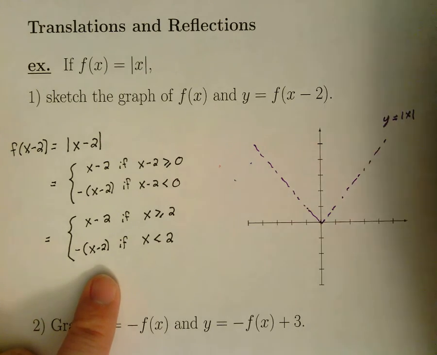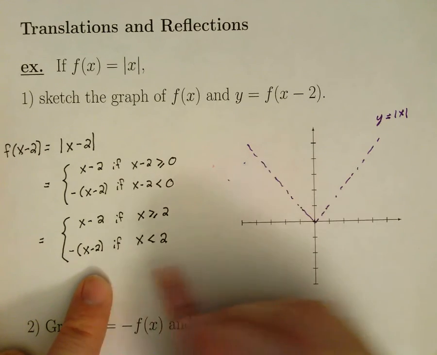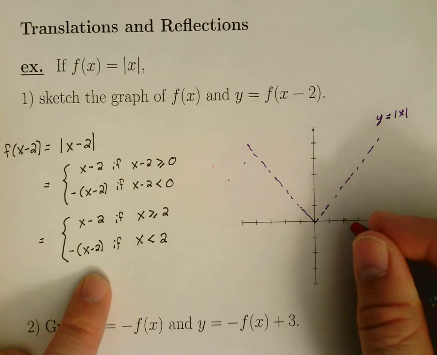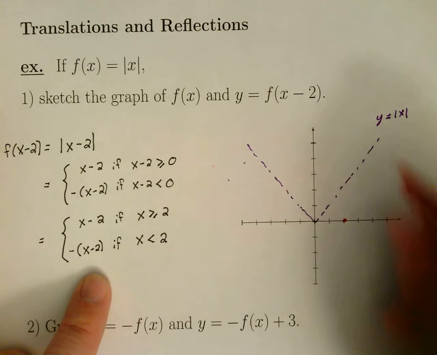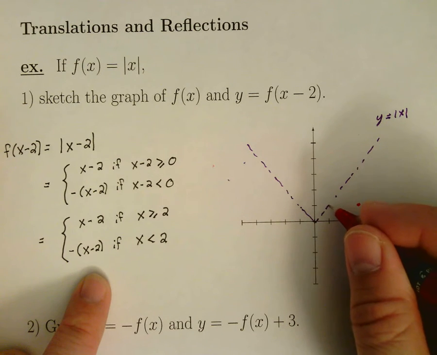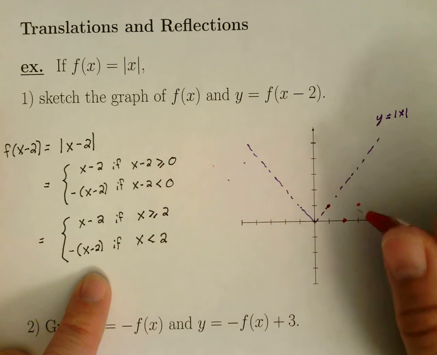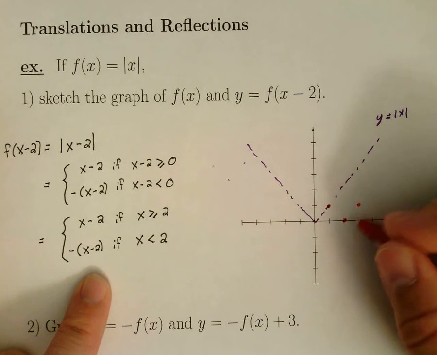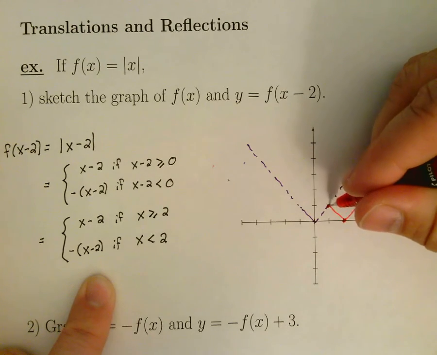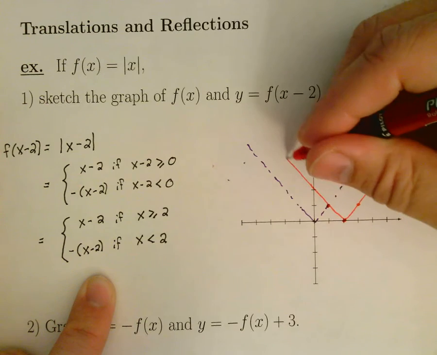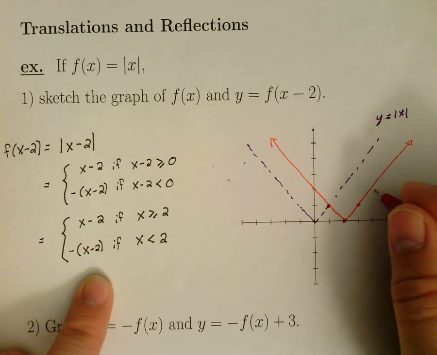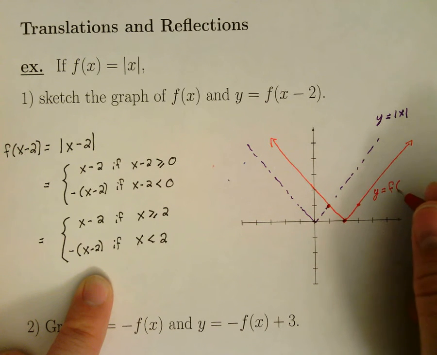So let me do that in red. I'll shift it over 2 units. If I put in 2 into this, obviously I get 0. So 1, 2, I get 0. If I put in 3, I get 1. And if I put in 1, I get 1. And if I graph this out, this is what the graph should look like. So what I've done there in red is just the graph y is equal to f of x minus 2.